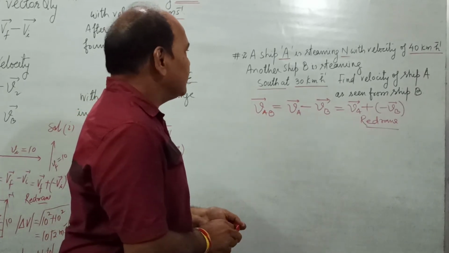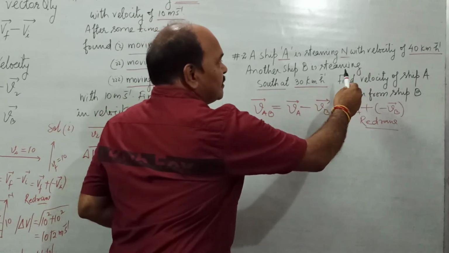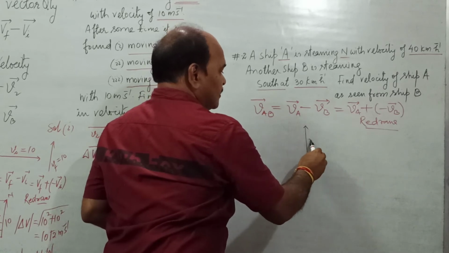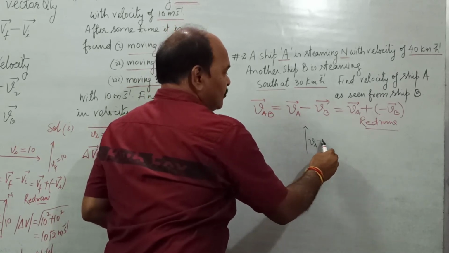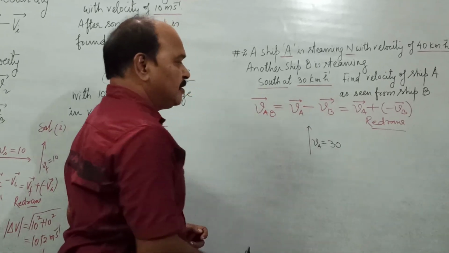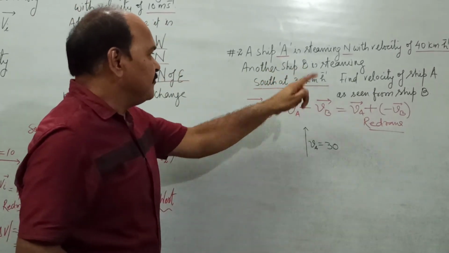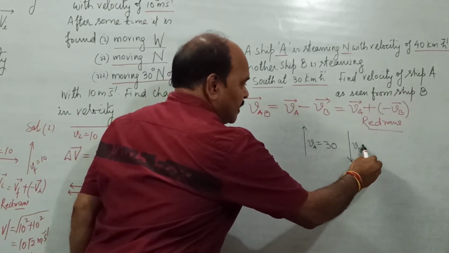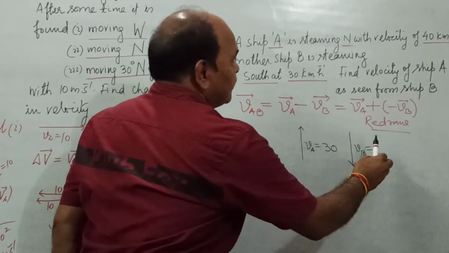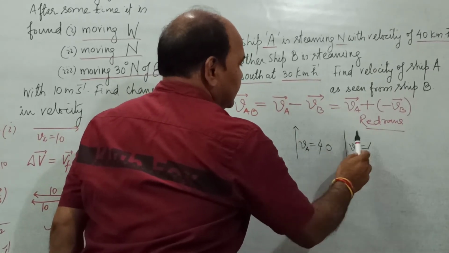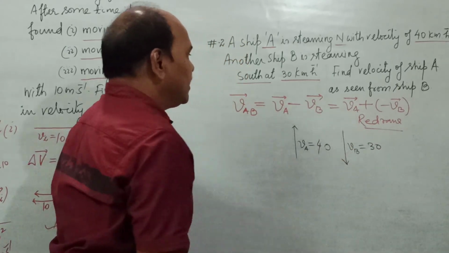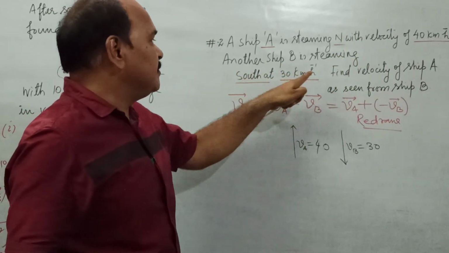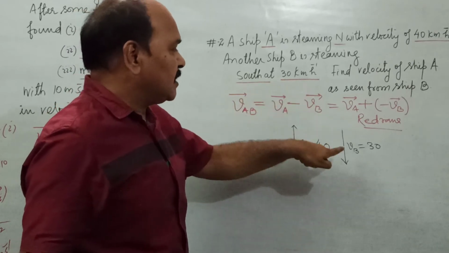So vector VA is the velocity of ship A, due north. This is VA, the velocity of ship A, and that is due north. The value is 40 km per hour. And where is VB? VB is due south. This is VB, and that is due south. The value given for VB is 30. The ship A is moving with the velocity of 40 km per hour due north. This is VA. And ship B is steaming south at 30 km per hour. So this is VB.